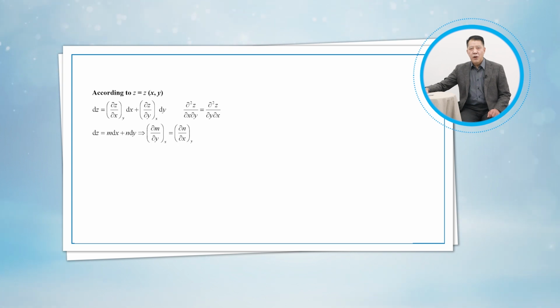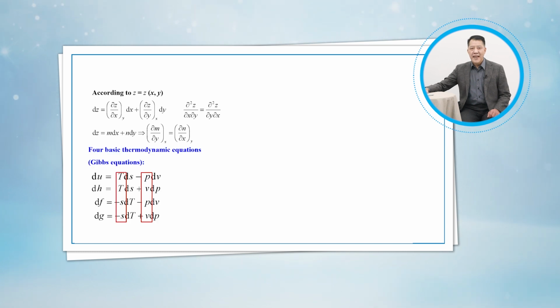We learned the order of differentiation is immaterial for properties since they are continuous point functions and have exact differentials, or the differential order could be interchanged for smooth functions without changing the results. For thermodynamic energy functions of U, H, F, and G, we have the exact differentials known as Gibbs equations.